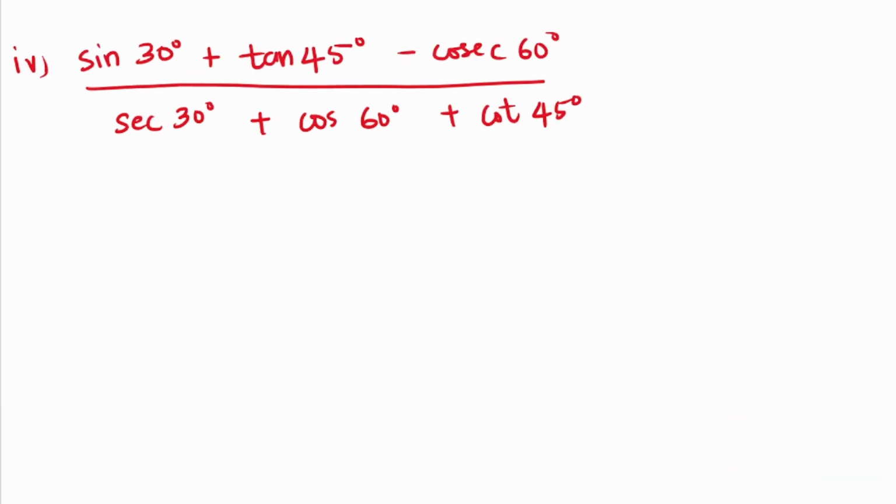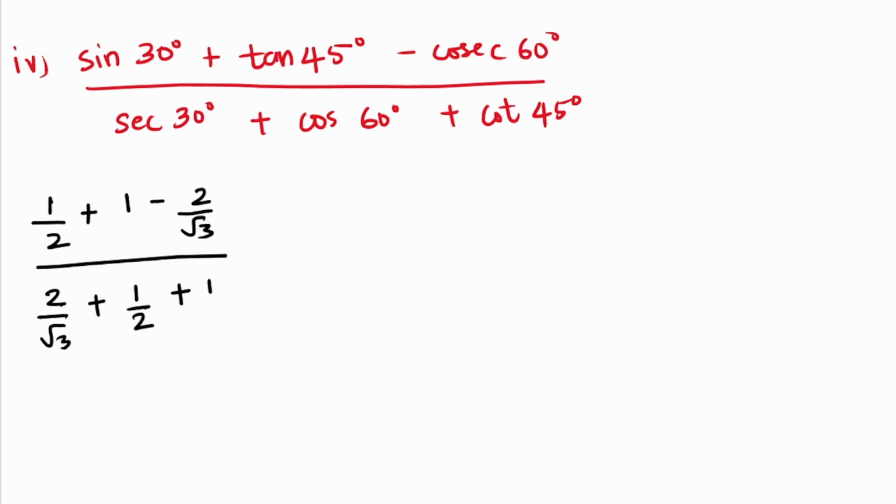So this is the next question. In this question, sine 30 plus tan 45 minus cosec 60 divided by sec 30 plus cos 60 plus cot 45. We'll write the value of sine 30, that is 1 by 2, plus tan 45 is 1, minus cosec 60 degree, which is 2 divided by root 3, whole divided by sec 30, which is also the same 2 divided by root 3, plus cos 60 is 1 by 2, then cot 45 is 1.